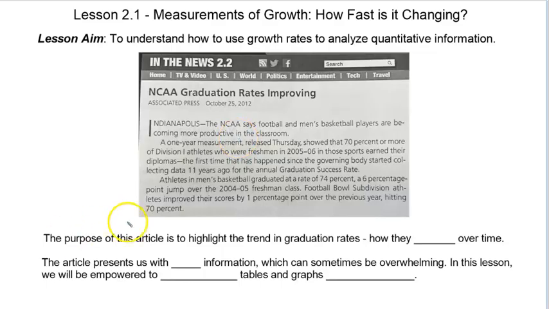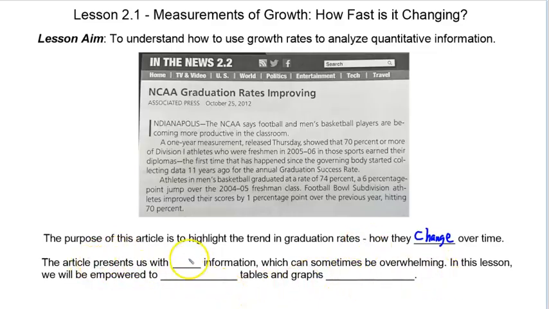So the purpose of this article, just to kind of fill in our blanks here, is to highlight the trend. Okay, that's an important key word that we'll be looking at later in this lesson. The trend in graduation rates, and according to this, they are getting better over time, but we're just going to say in general how they change. That's going to be an emphasis of this lesson, is how do we analyze change in a particular quantity over time, whether that's an increase or a decrease over time.